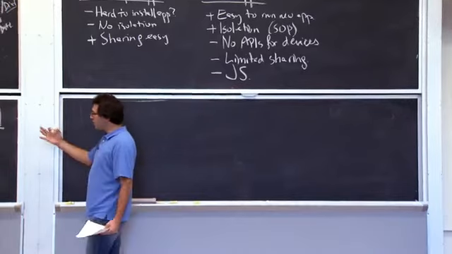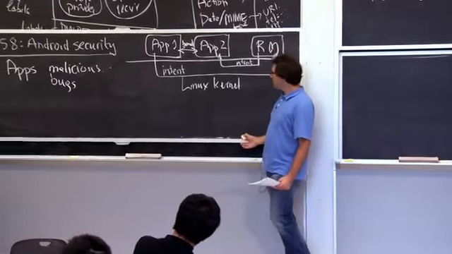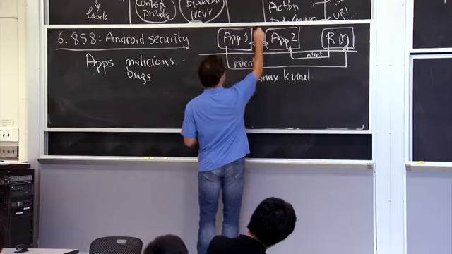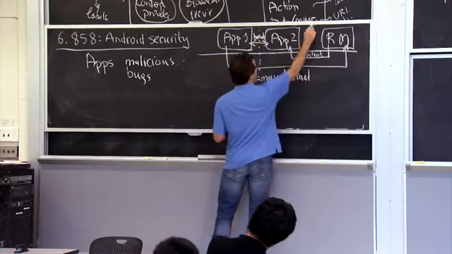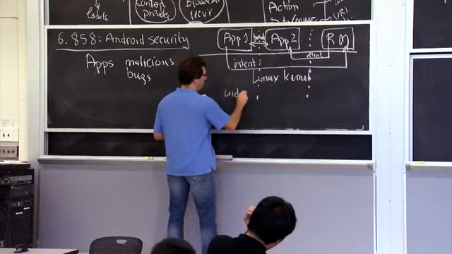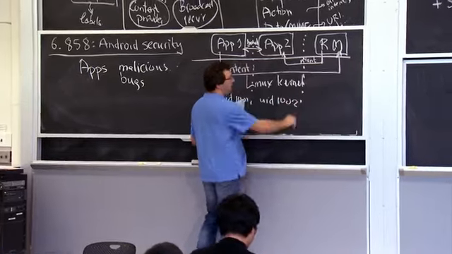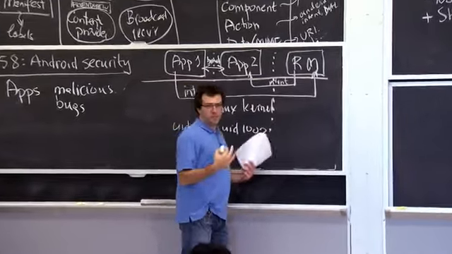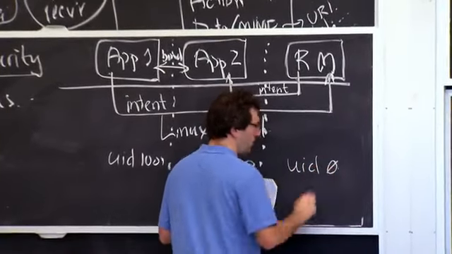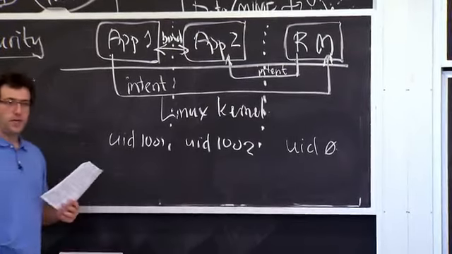Android relies on the Linux kernel, as I mentioned, to isolate these apps from one another. What happens is that the Android framework sets user IDs, so this application has perhaps UID 1001, and this application runs as UID 1002. And the reference monitor is basically root. I think it actually runs as UID 0 on Android, although I forget the details.